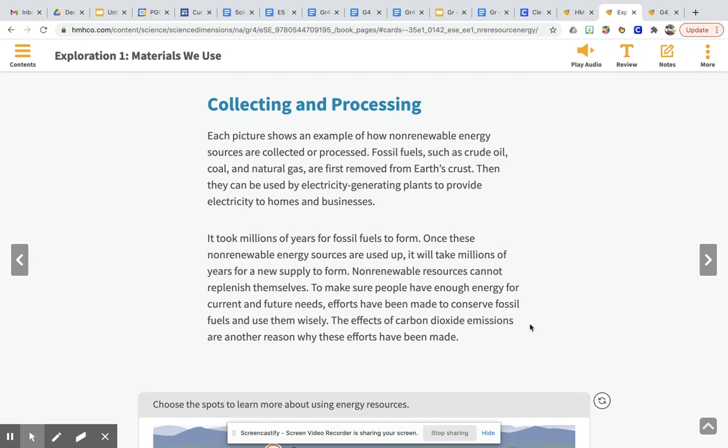It took millions of years for fossil fuels to form. Once these non-renewable energy sources are used up, it will take millions of years for a new supply to form. Non-renewable resources cannot replenish themselves. To make sure that people have enough energy for current and future needs, efforts have been made to conserve fossil fuels and use them wisely. The effects of carbon dioxide emissions are another reason why these efforts have been made.